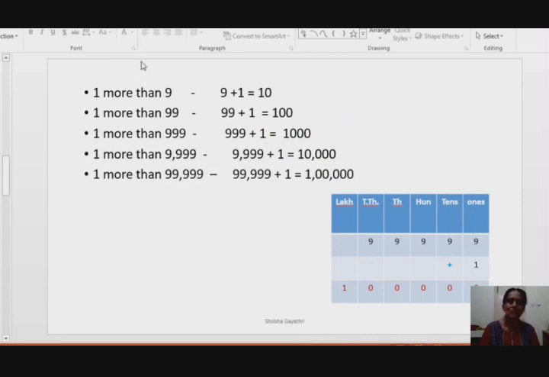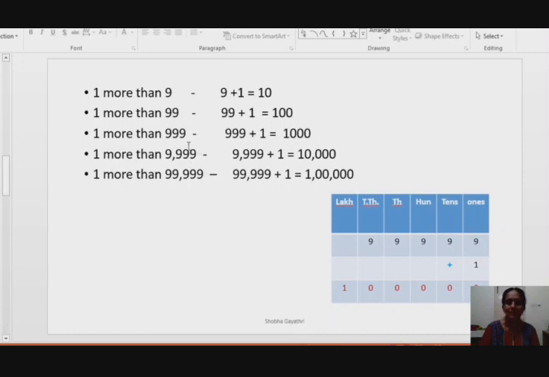You now understood clearly what you mean by more than, what you mean by less than. So what is 1 more than 9? 9 plus 1, it is 10. What is 1 more than 99? 99 plus 1, it is 100. You have to add 1 to 99. 99 is the greatest 2-digit number. When you add 1, you will get a 3-digit number. Similarly, 1 more than 999 means add 1 to 999. You will get 1000. So 1 more than 9,999 is 10,000.